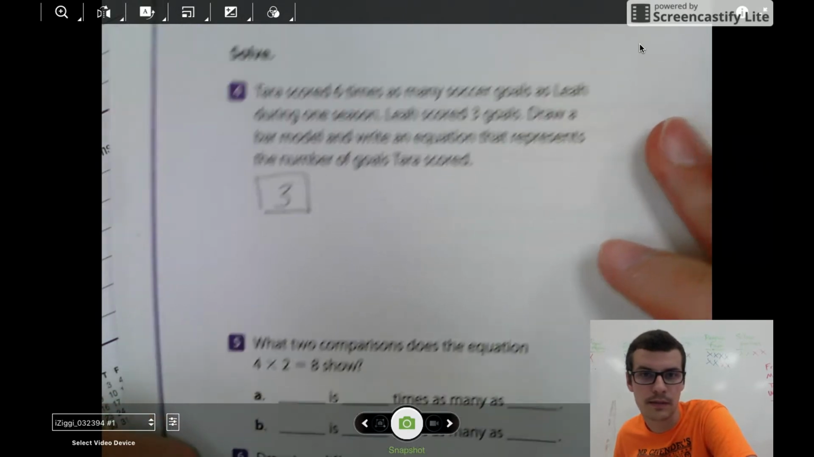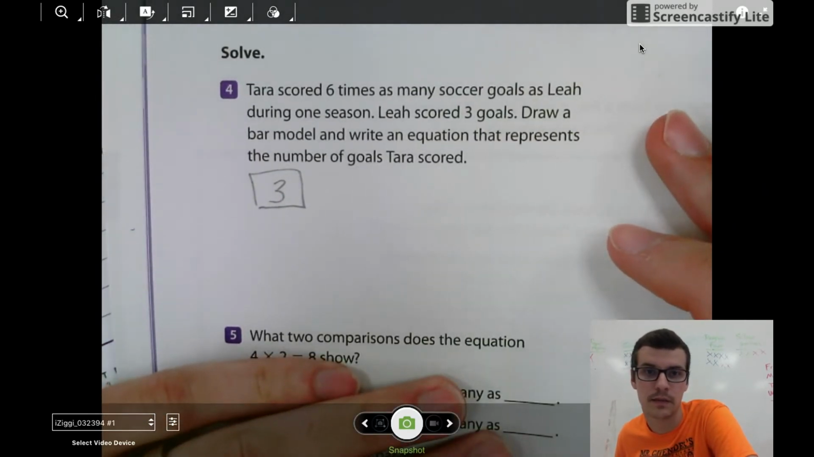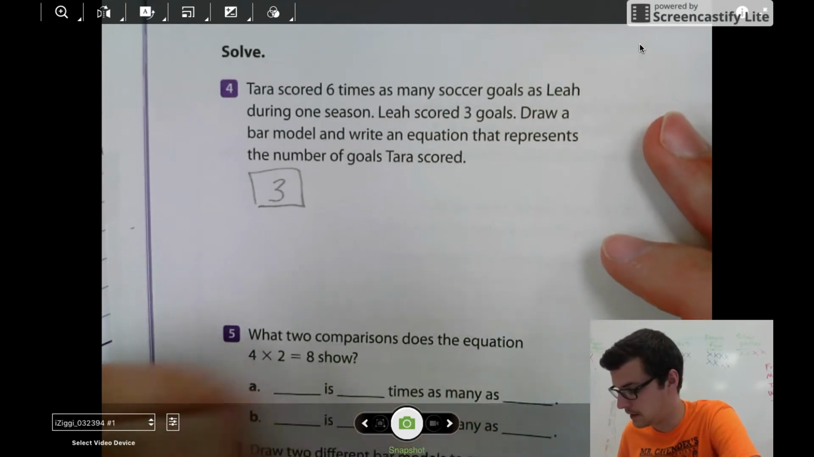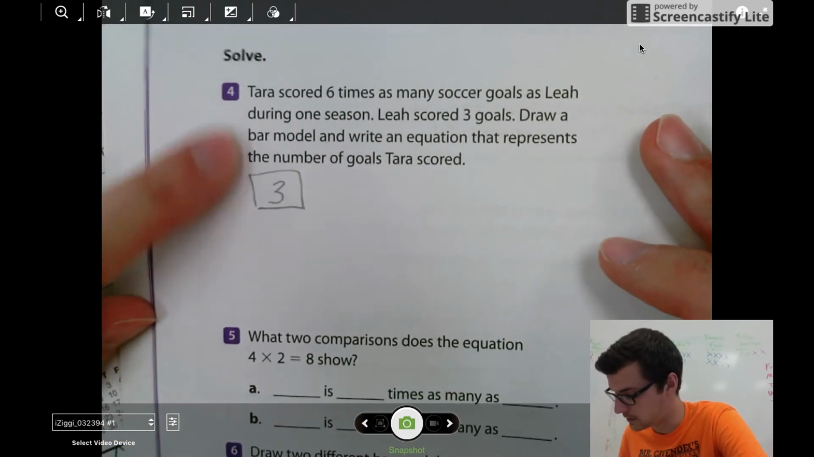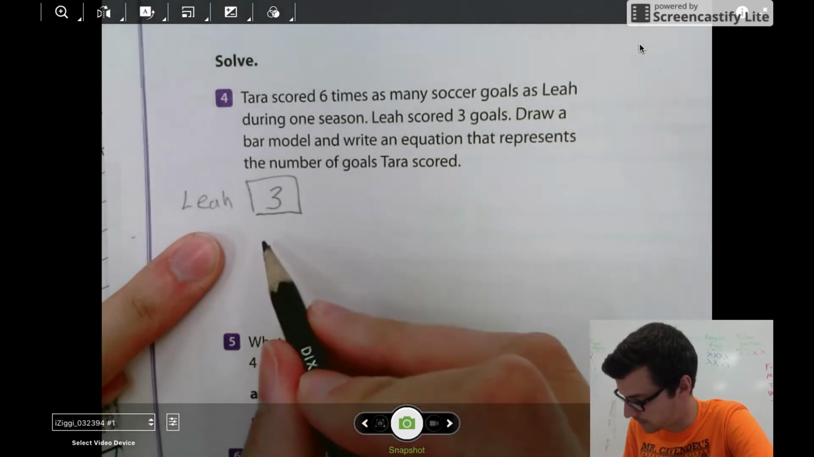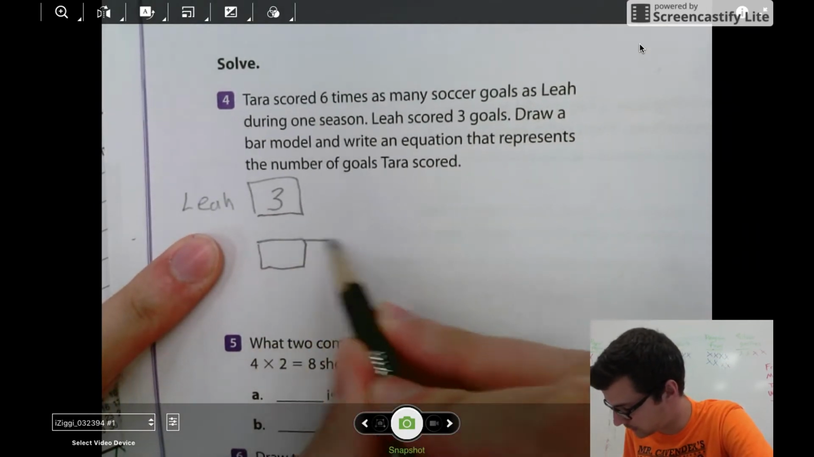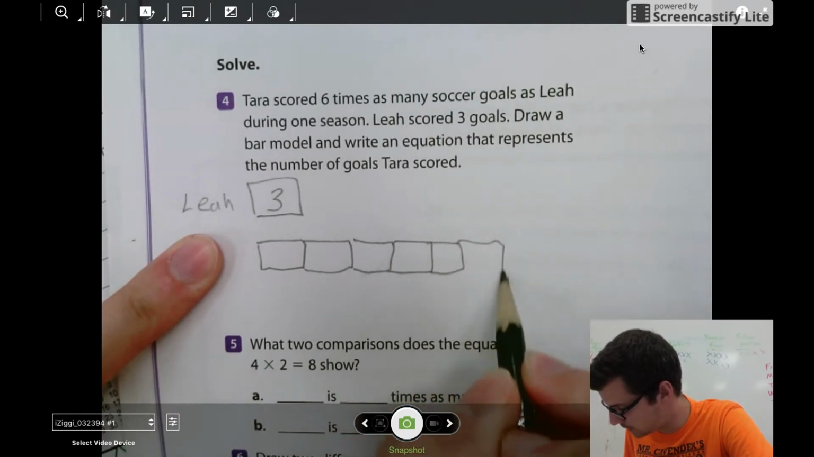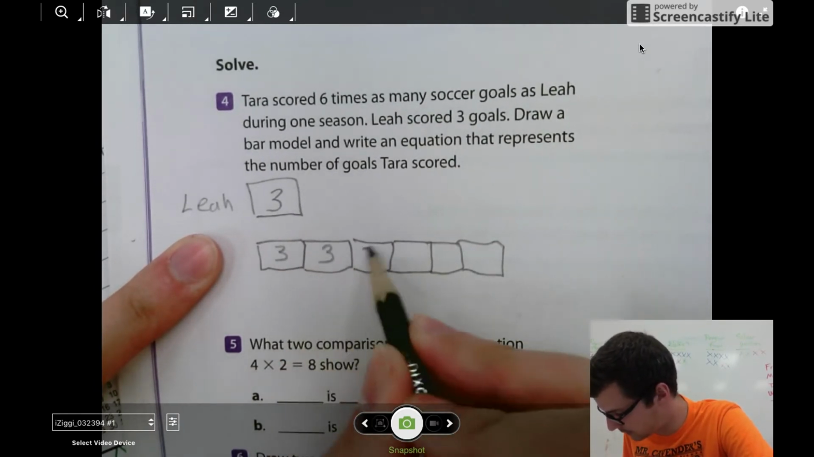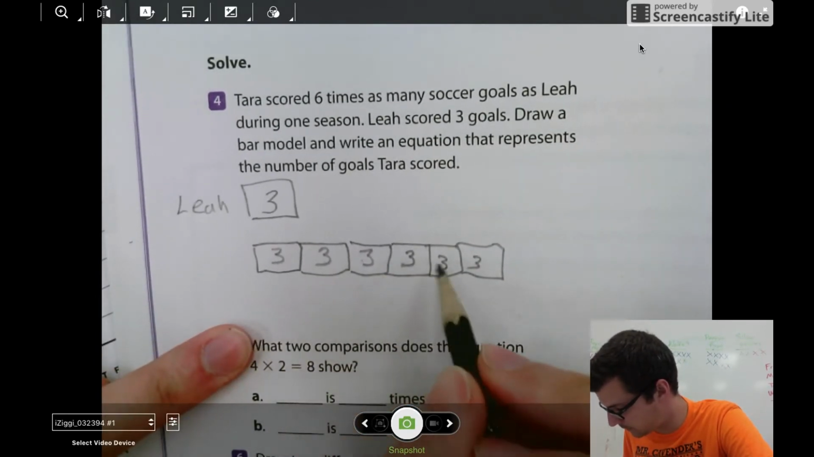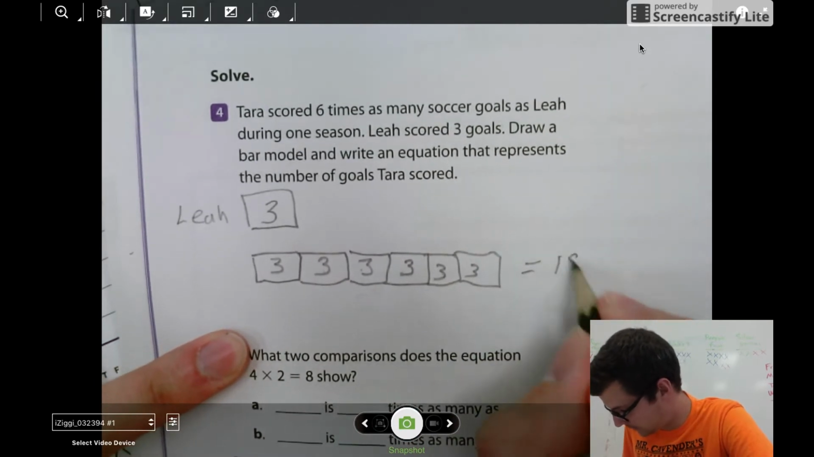Tara scored 6 times as many soccer goals as Leah during one season. Leah scored 3 goals. Draw a bar model and write an equation that represents the number of goals Tara scored. So Leah scored 3 goals, and Tara scored 6 times as many goals. So I need 6 boxes, and each box needs to have 3 in it. So 3 times 1, 2, 3, 4, 5, 6 would be 18 goals.